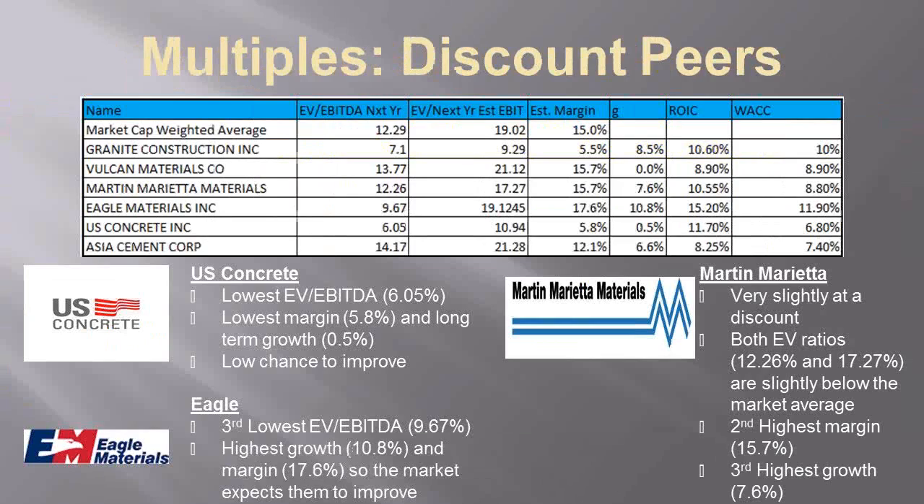As for Eagle, they have the third lowest EV to EBITDA ratio, but they have a very strong potential to improve their growth rate, and their margin is very high. We justify this because the changes in the construction material industries, which we'll talk about later in the presentation, will greatly affect Eagle in addition to Granite. And lastly, Martin Marietta is also at a discount, even though they're kind of a market average driver, but their EV ratios are still below the market cap.